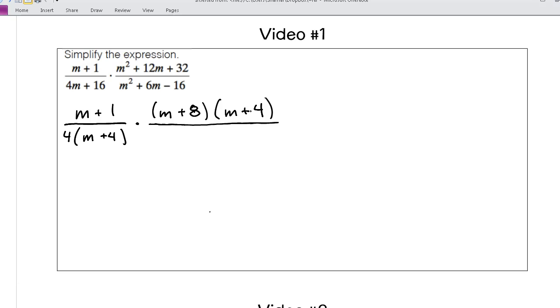If you're having trouble factoring, make sure that you get some help either from me or go to the point, or check out some videos online on factoring. But it's an important skill that you're going to need to have for this unit, and you may need to brush up.